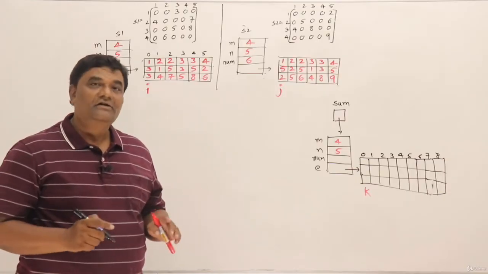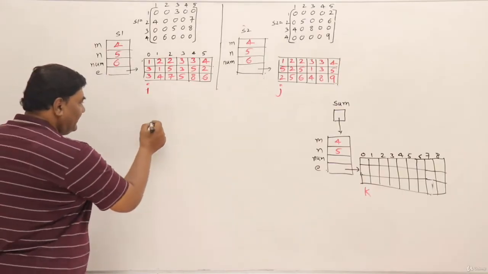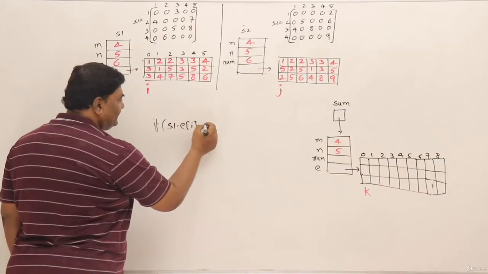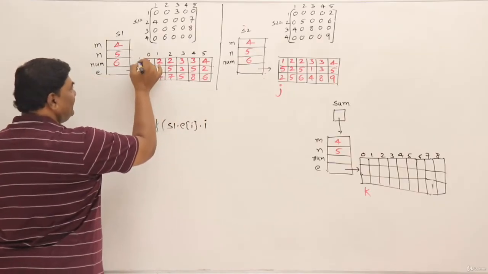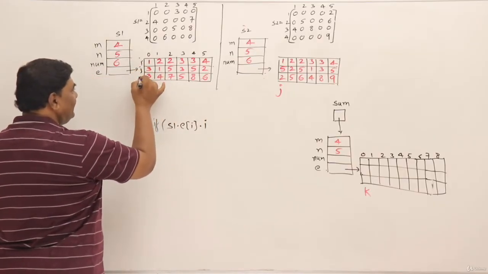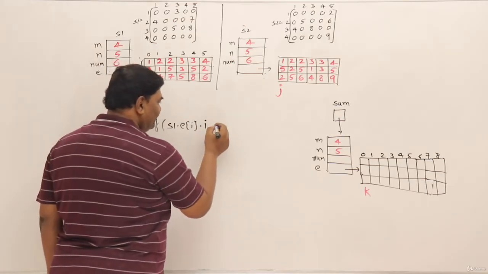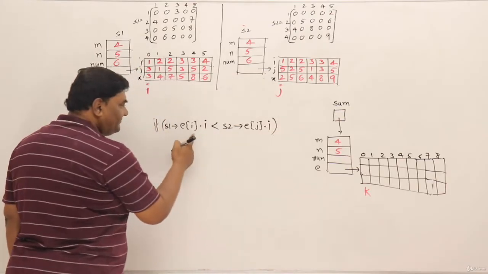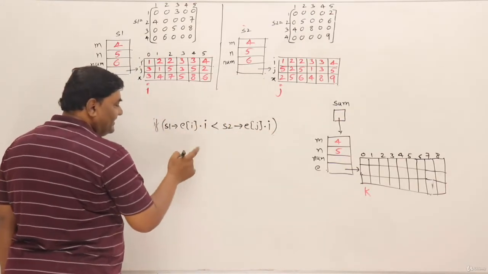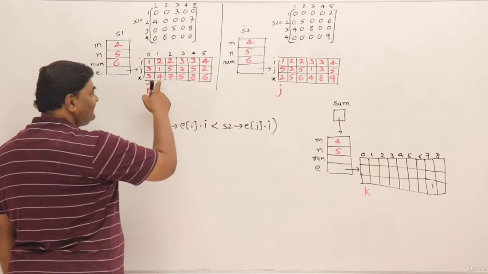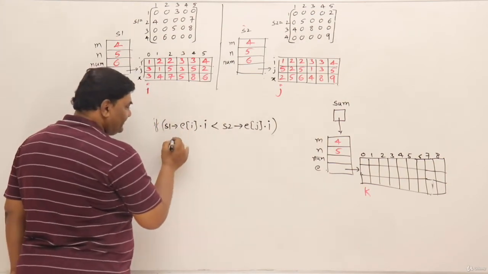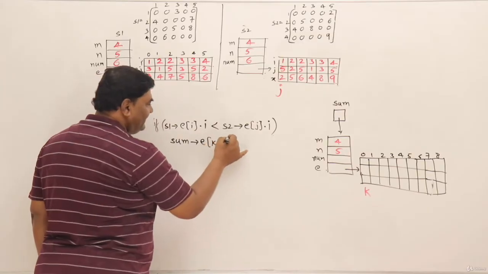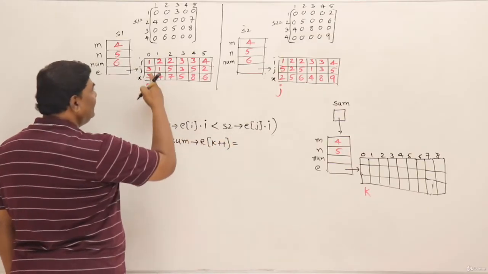So first I'll check row numbers. See, if E of I dot row number, that is I. If you remember, these are I's and J's and these are X. So if this is less than S2's E of I, if the row number of this one is smaller than that row number, then copy this element in K. So sum of E of K plus plus is assigned with this element.